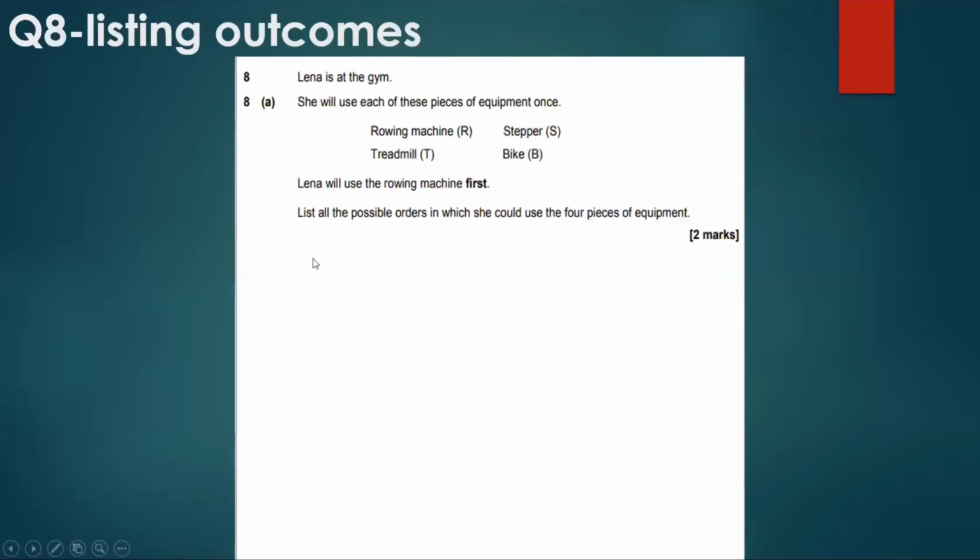Okay, so question number 8 then. Thank you, Abdallah. Question number 8 says Lena, not sure how you pronounce that, is at the gym. She will use each of these pieces of equipment once: a rowing machine, a stepper, a treadmill, and a bike.